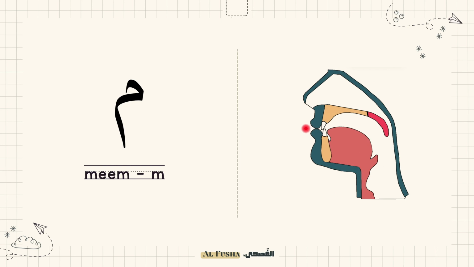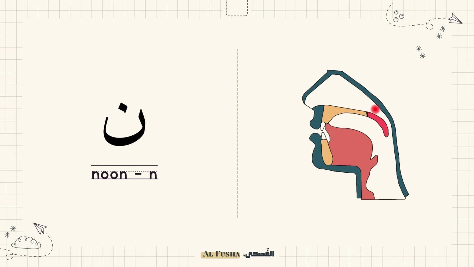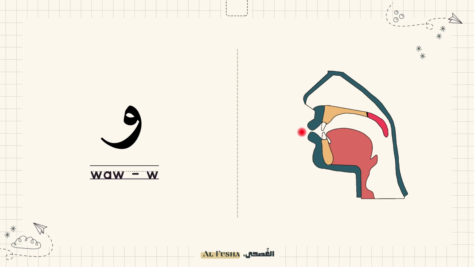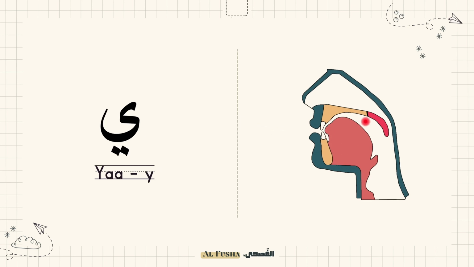Mim, like M in English, we just say me, me. Noon, it's like N, easy. The sound actually comes from the nose. That's why if you have a cold or any kind of flu, it will be difficult for you to pronounce noon. So we say na, na. Then you have ha, ha, wa, wa, yeah, yeah.